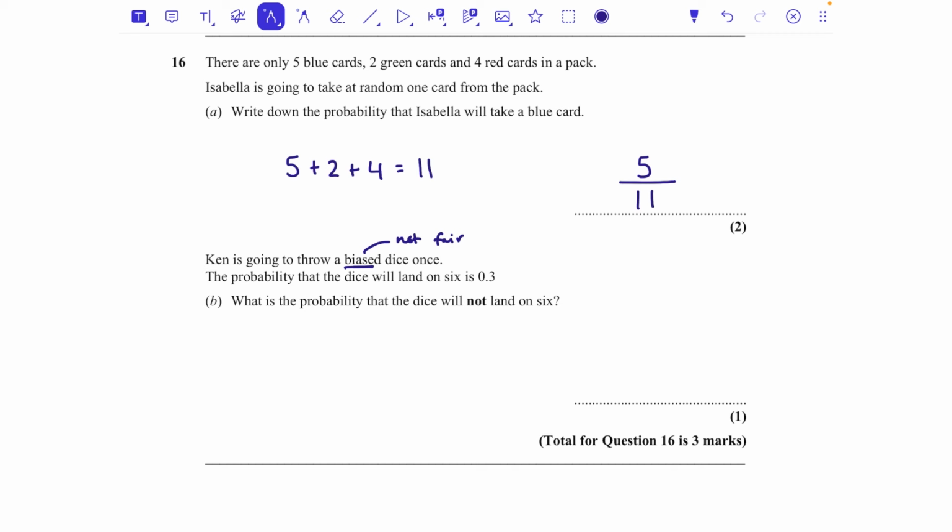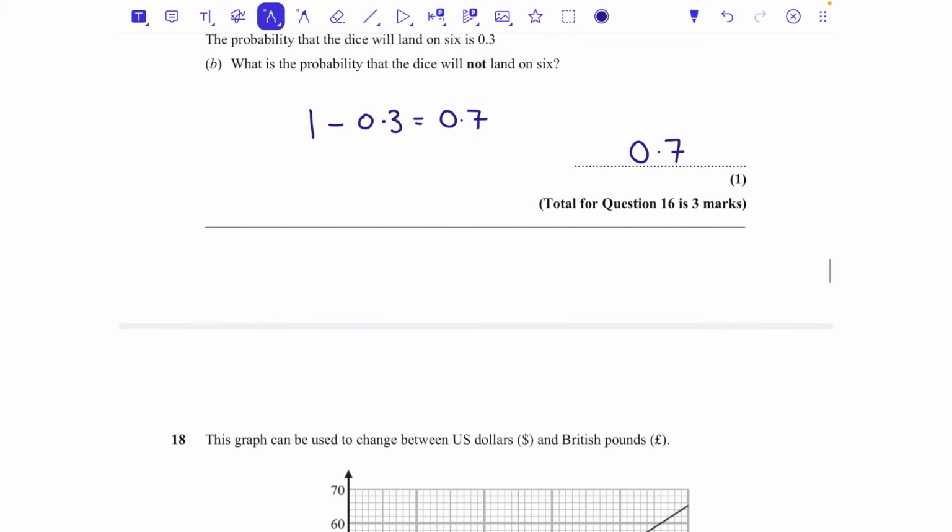What's the probability it will not land on a 6? So probability always has to add up to 1. So I don't know what the probability of landing on a 1, a 2, a 3, a 4, or a 5 is, but I know it must be the rest. So if the probability of landing on a 6 is 0.3, we would do 1 take away 0.3, and that means that the probability of not landing on a 6 is all of the rest that would add to make 1. So 0.7 would be your answer there.